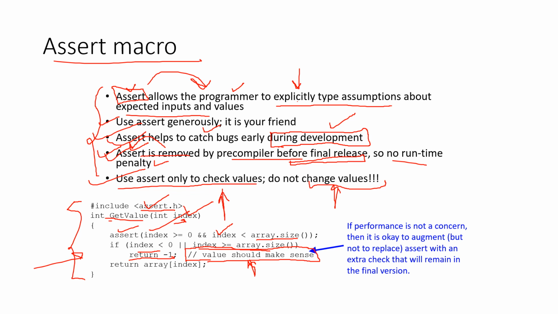What do we mean here? It is okay to augment but not to replace assert with an extra check that will remain in the final version. And at the end, we are simply returning the array element at the index value.